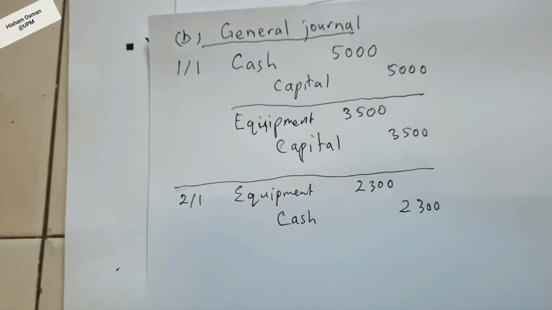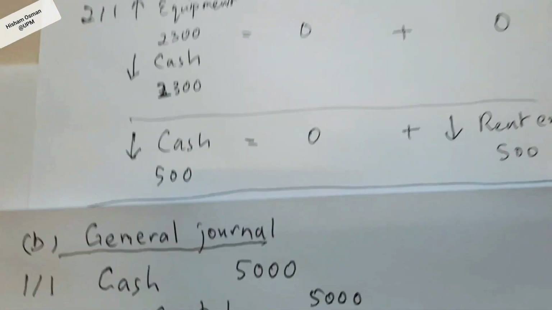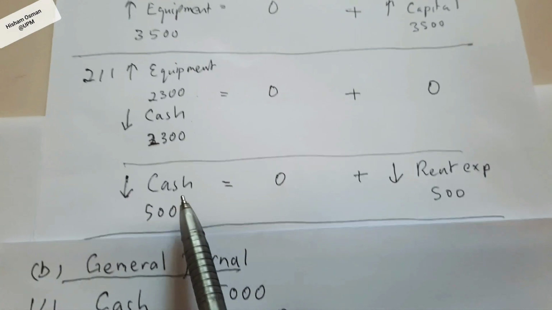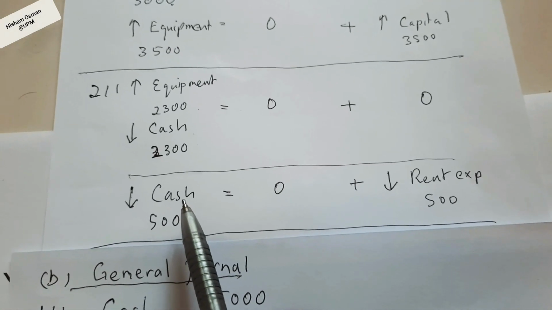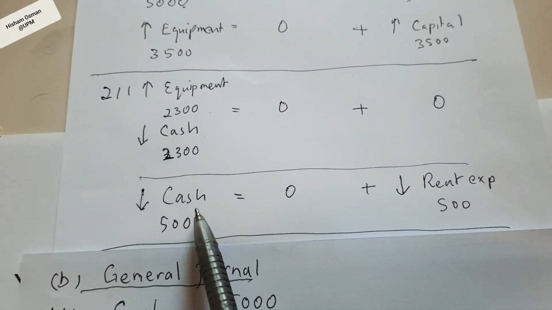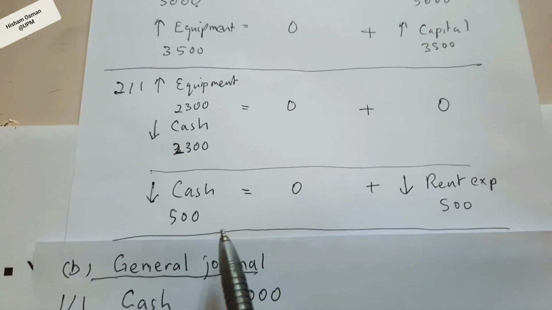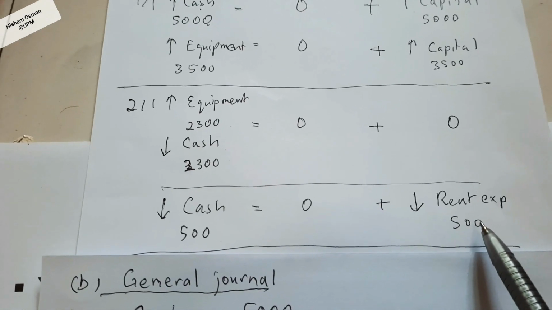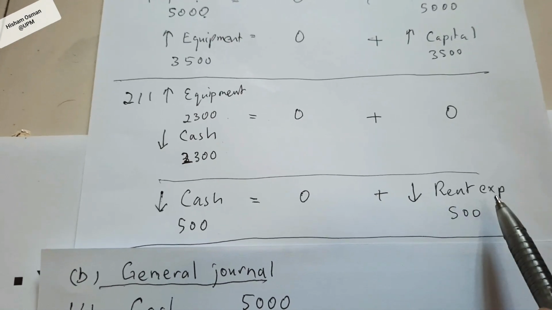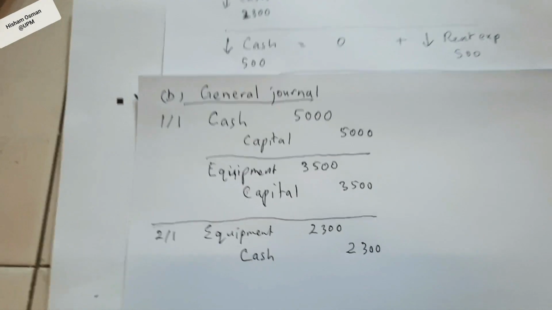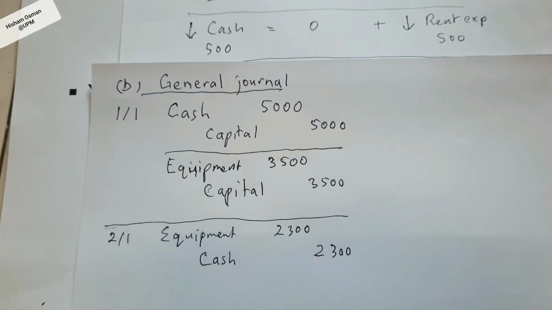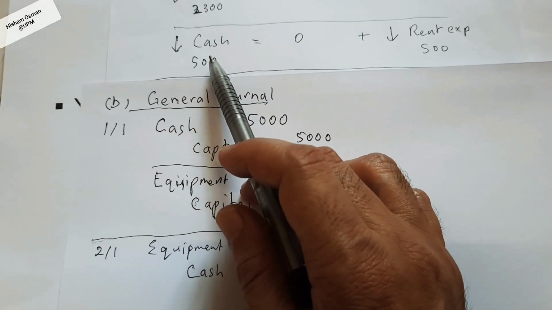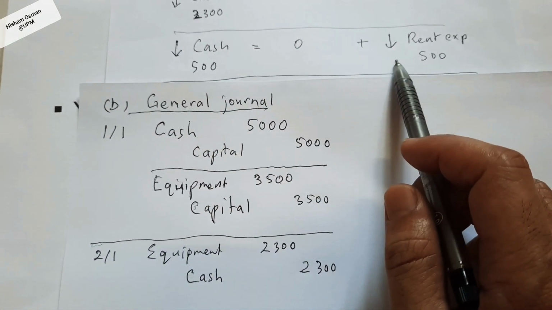On the 2nd of January, also there is something here. When we analyze the transaction on the 2nd of January, there is a decrease in asset cash, 500. And also, there is a decrease in equity, 500, related to account rent expense. So, how to record that in your general journal? Asset decrease, you have to credit. Equity decrease, you have to debit.